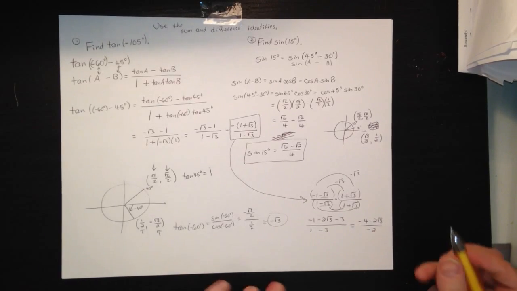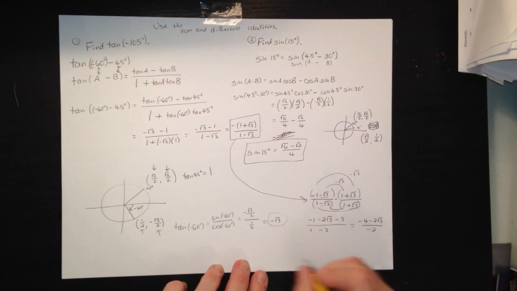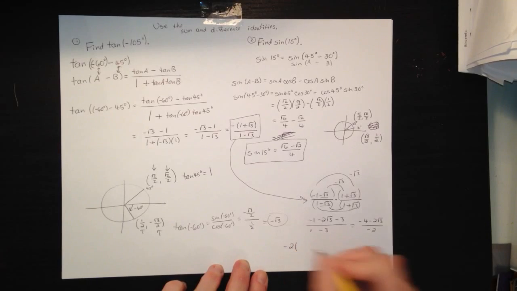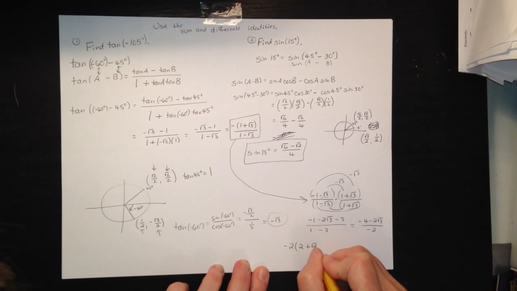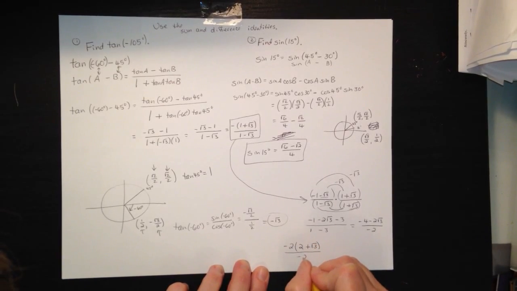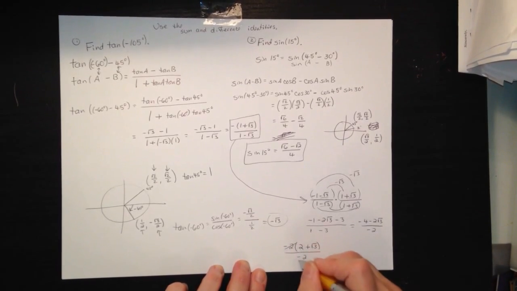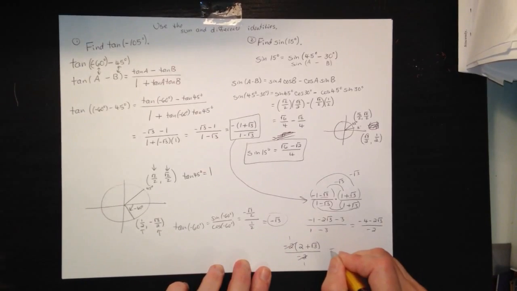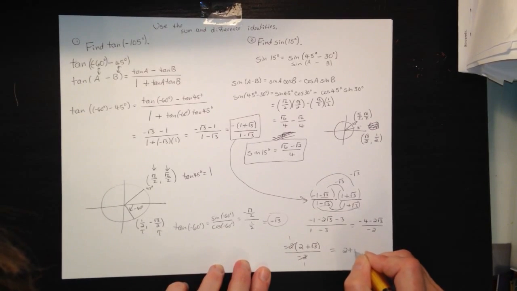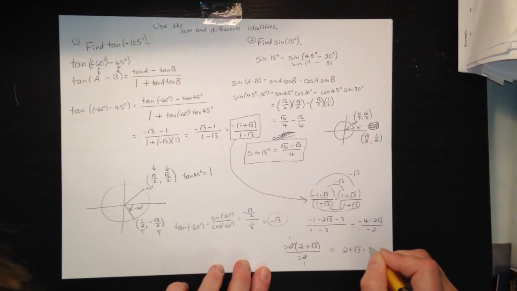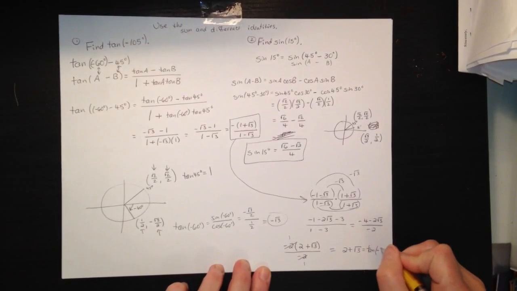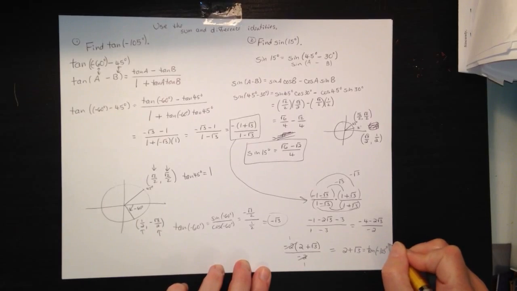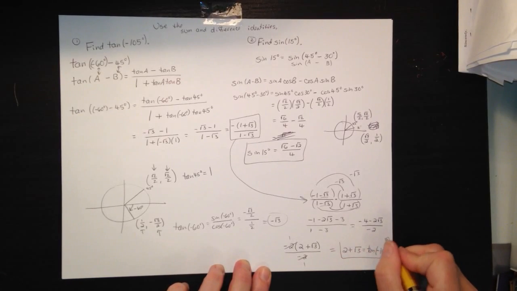Now I'm going to factor some things out. From the numerator, I will factor out a negative 2. If I factor out a negative 2 from negative 4, I'm left with a positive 2 plus the square root of 3. This is all over negative 2. Negative 2 goes into negative 2 one time. My final answer is 2 plus the square root of 3. This is what the tangent of negative 105 degrees is equal to.